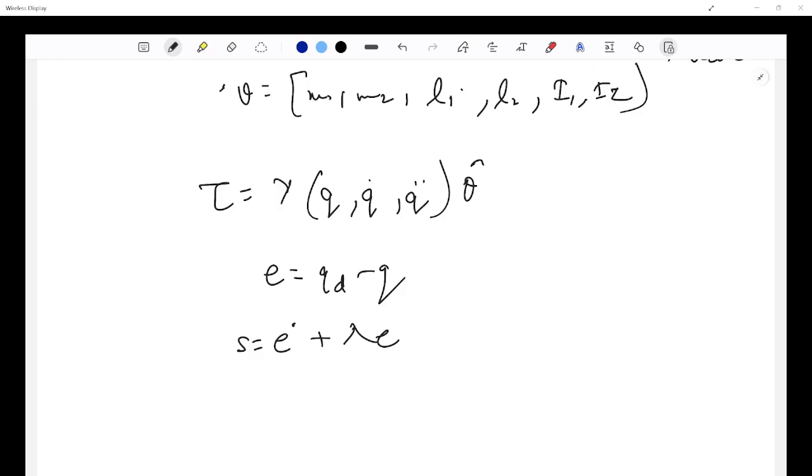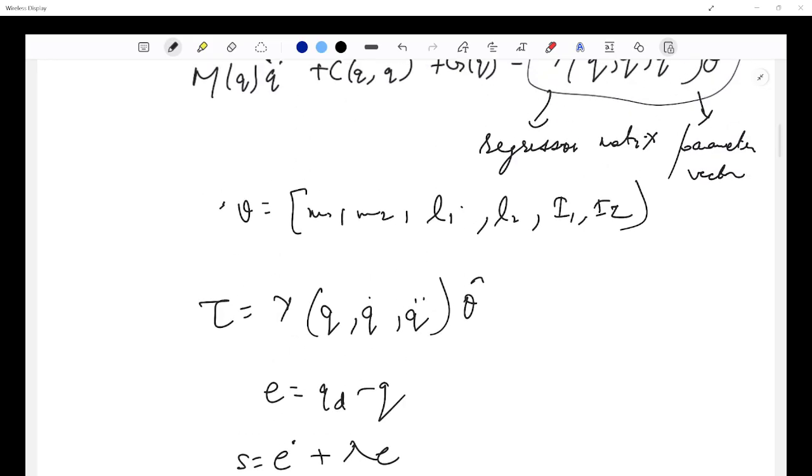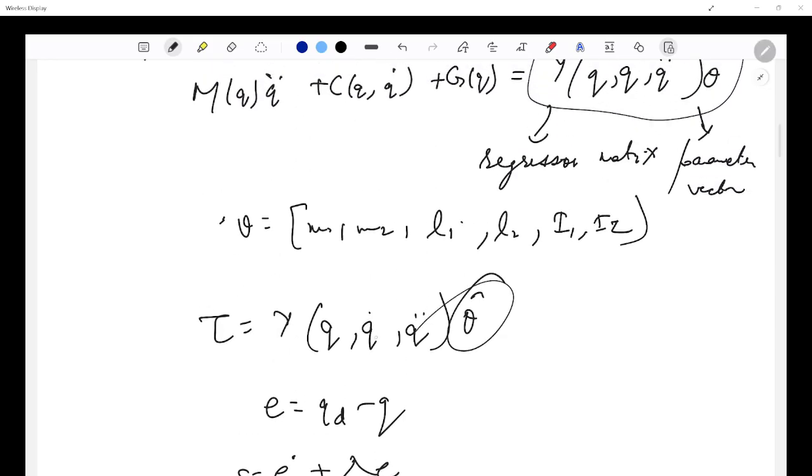Here we basically estimate these parameters, and these parameters update continuously. So even if the parameters are unknown, the system tracks the desired trajectory. So in adaptive control, the controller learns the robot model while controlling it.